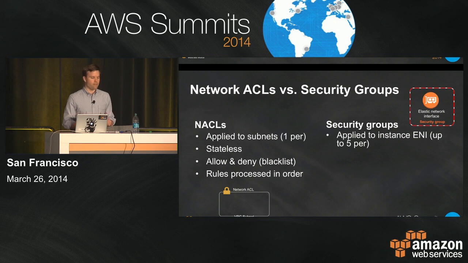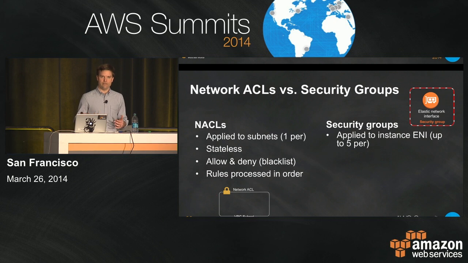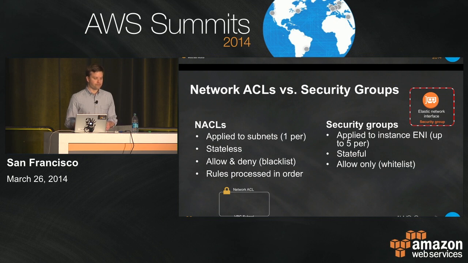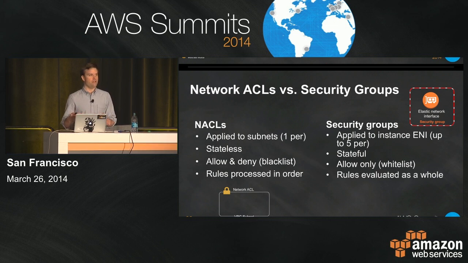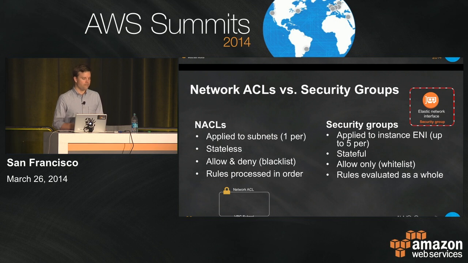Security groups, on the other hand, are applied to instances themselves, and specifically, they're applied to elastic network interfaces on your instances. You can have up to 5 security groups per elastic network interface. Security groups are stateful, so you don't have to define traffic in both directions. They're smart enough to maintain that connection for you, for the traffic going back out. And they're allow only, so you only define allow rules. And finally, they're evaluated as a whole, and a decision is made on the traffic on whether it's allowed or not.